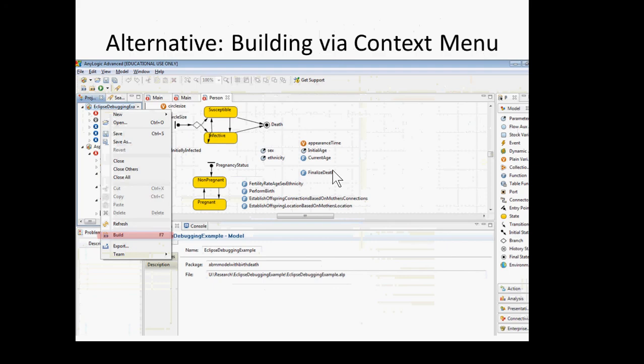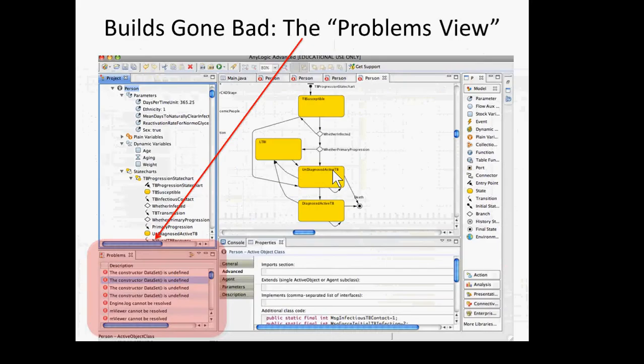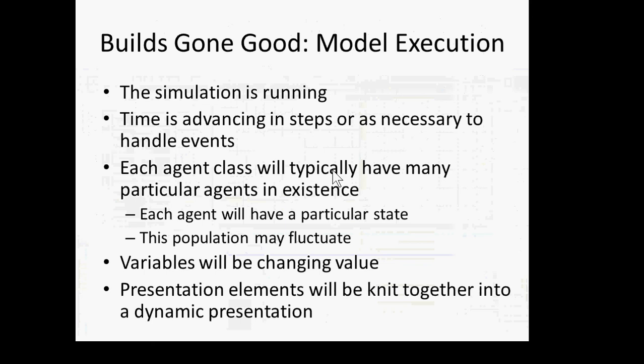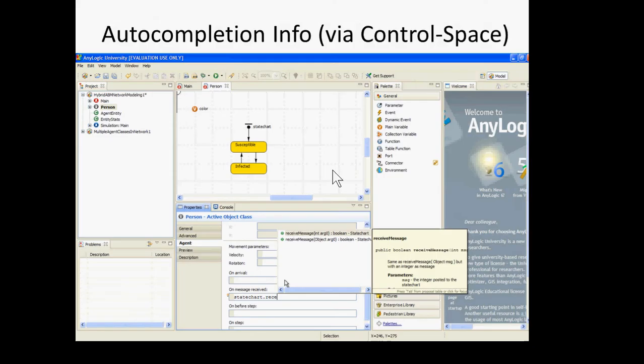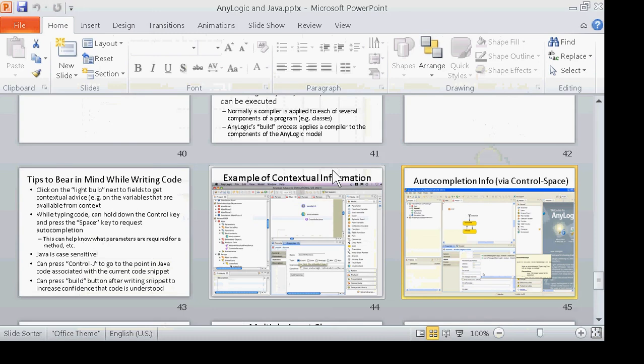So let's talk about this. I talked about the build button, and that's good. I could talk more about this here, but I think I want to dive into the details of Java. So you know that AnyLogic is using Java behind the scenes. It's turning your model into Java and turning that Java into something it can use to run the model, called Java bytecode.